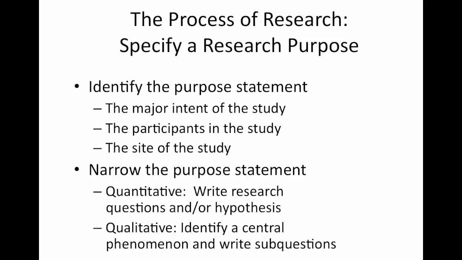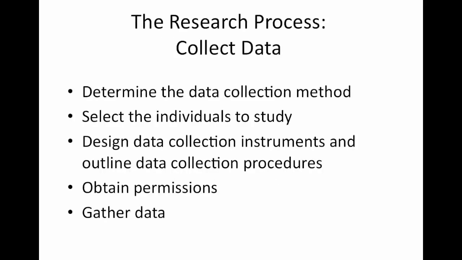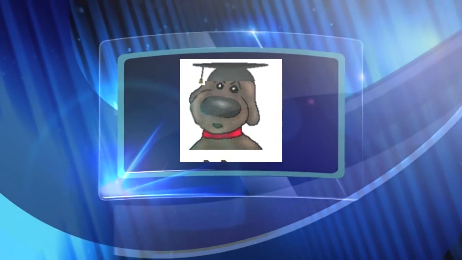After you determine the literature, you're going to identify the purpose statement, the major intent of the study, the participants, the site, and so forth, and you're going to narrow the purpose statement to determine whether you do a quantitative or qualitative study. To collect data, you're going to have to determine the data collection method. That's going to be determined at least by the type of study you conduct. Select individuals, design the data collection instruments, and outline your procedures. You're going to have to obtain permissions to collect your data, and that should include an institutional review board, IRB, and then you're going to gather the data.